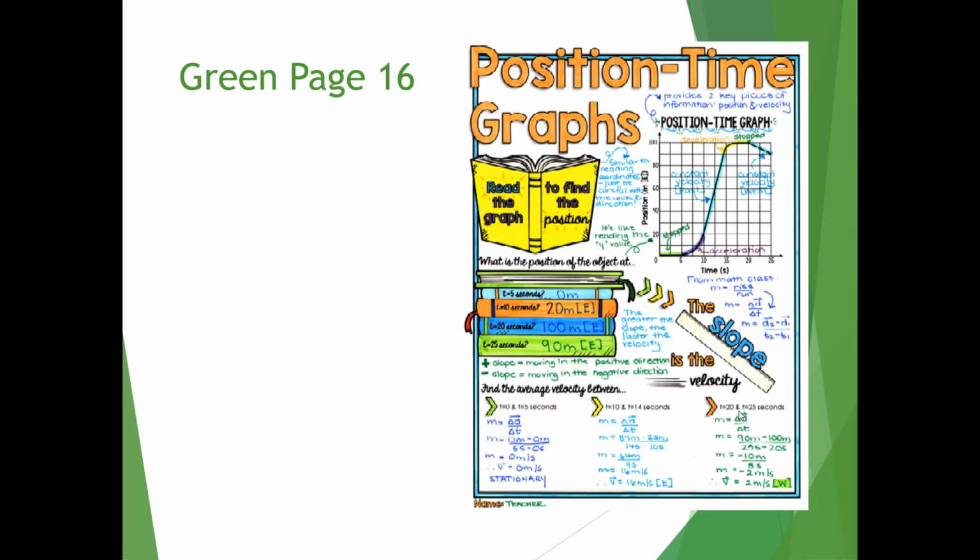Okay, well, hopefully you went through all of this and you took a look. So what I'd like to do is go over this. At t equals 5 seconds, the object is at 0 meters. At 10 seconds, it's at 20 meters east. At 20 seconds, it's 100 meters east. And at 25 seconds, it's 90 meters east. And I will go over all the things that were written in here in just a few moments.